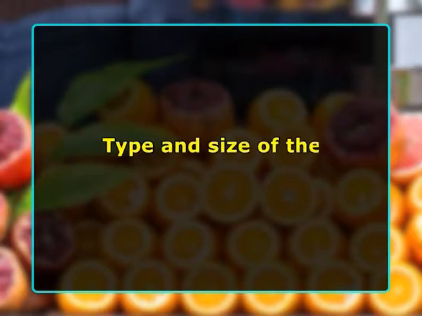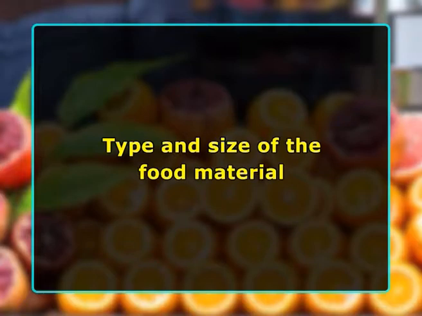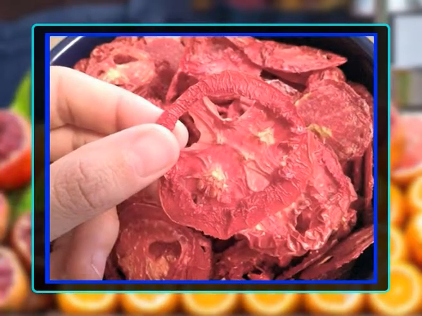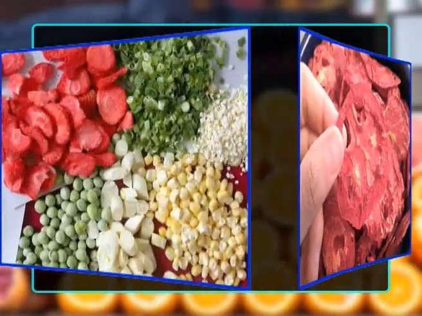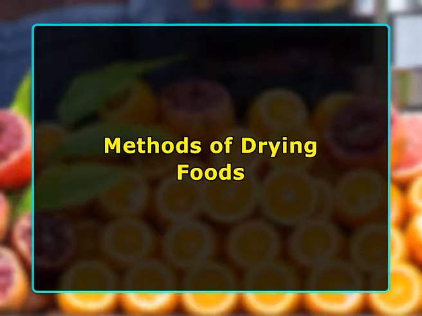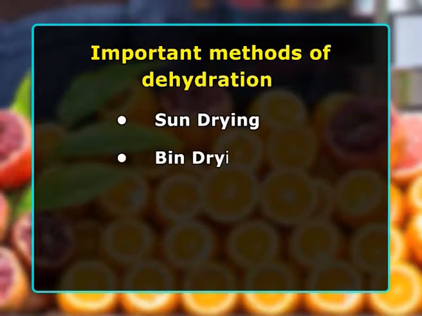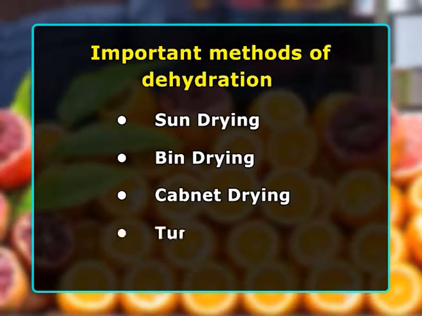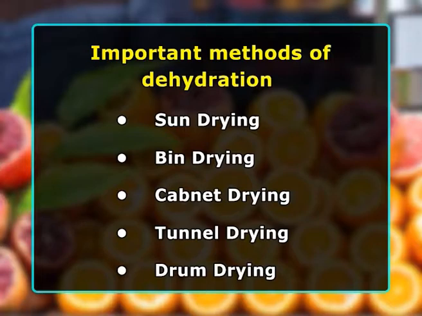The fourth important factor is the type and size of the food material. Foods with a lesser thickness of slices dry rapidly as compared to those with greater thickness. This is because in the former, moisture content takes lesser time to migrate from the innermost layers towards the periphery, from where the evaporation occurs. Now let's discuss different methods of drying foods. Some important methods of dehydration are sun drying, bin drying, cabinet drying, tunnel drying and drum drying.